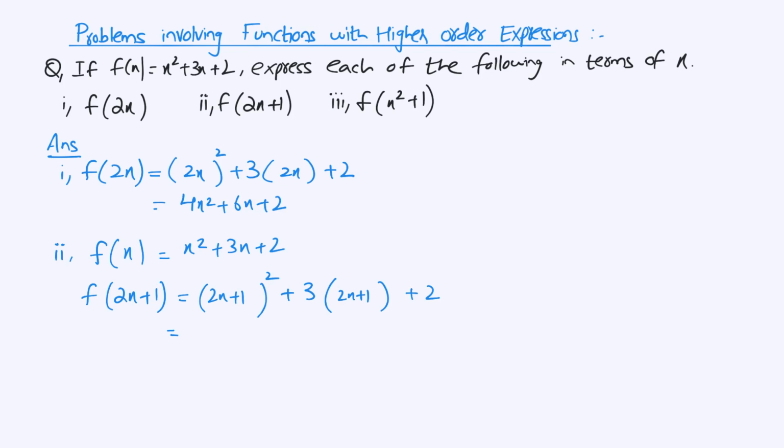And be careful while expanding this. This is in the form of a plus b the whole thing square, which can be expanded as a square plus 2ab plus b square, and this would be 4x square plus 4x plus 1 plus 6x plus 3 plus 2, and after you have simplified this you get 4x square plus 10x plus 6.